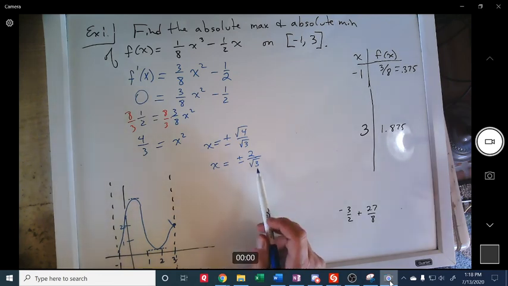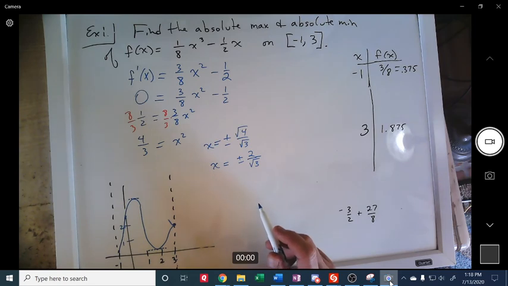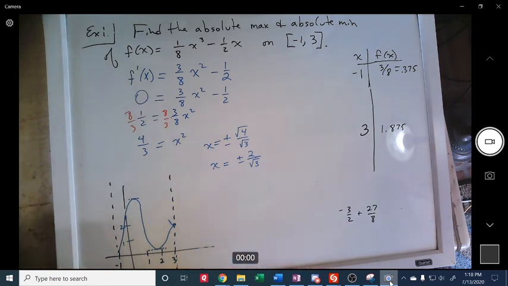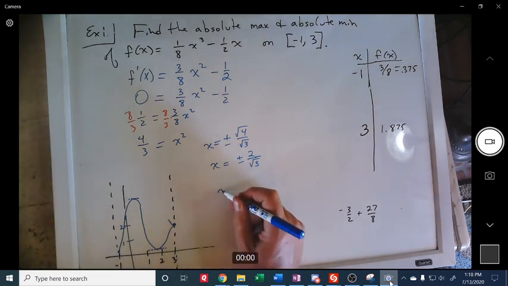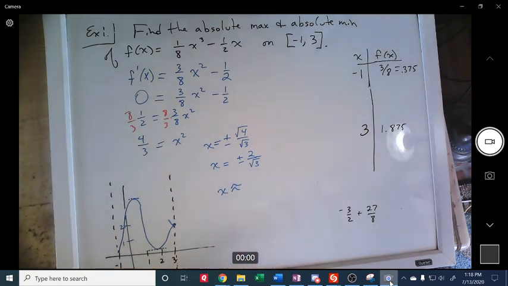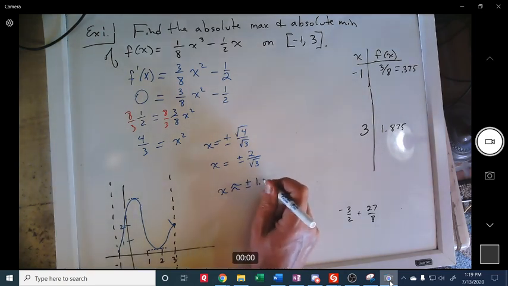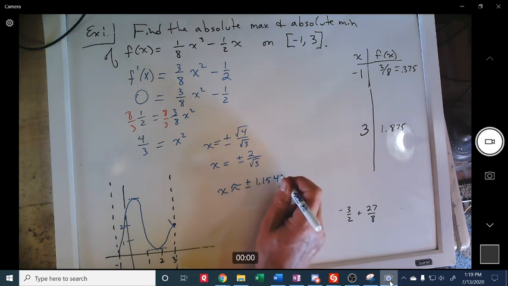Alright. These are the only values that we're really interested in. Now, 2 divided by the square root of 3. This is approximately equal. Let me punch that out on my calculator. It is plus or minus 1.1547.